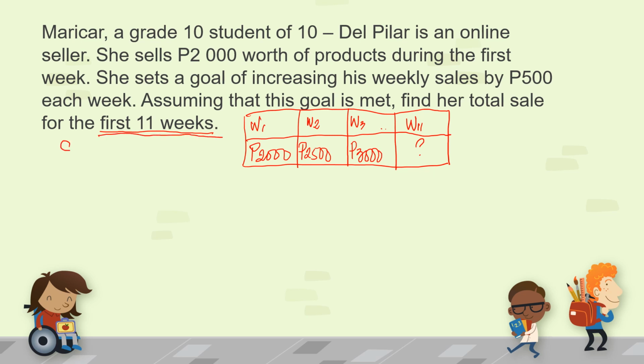That means you are finding S sub 11. So what are the given? Of course, we have a sub 1, and a sub 1 is equal to 2,000. Then, you have the value of the common difference, and that is 500. What about n? n is 11. So, you have a sub 1, you have the common difference, you have n, but a sub n is not known. So, we will use again the second formula.